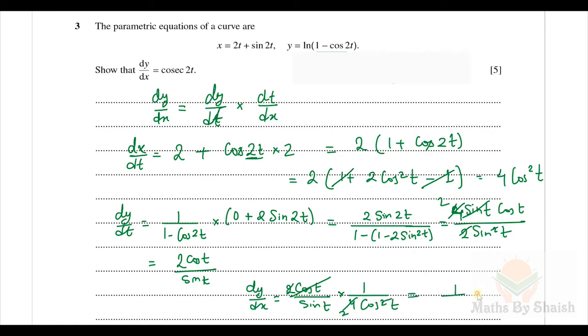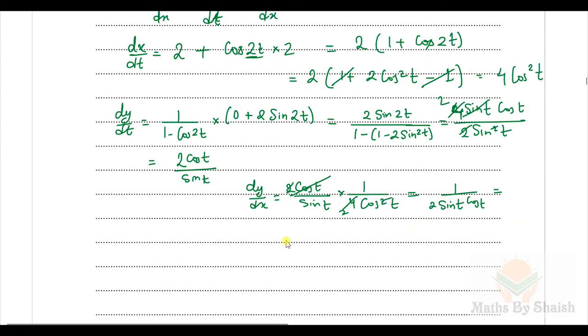Now we can see one cos will be gone and 2 will be cancelled. So we are only left with 1 upon 2 sine t cos t, and that is sine 2t. So we get 1 upon sine 2t, and that is cosec 2t, because the reciprocal of sine 2t is cosec 2t, and that is the last part we needed to do. Hence it is proved or shown.